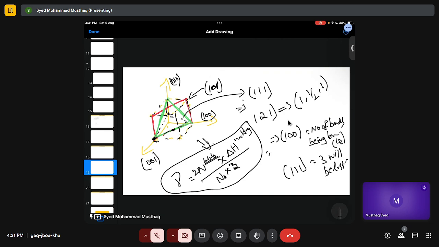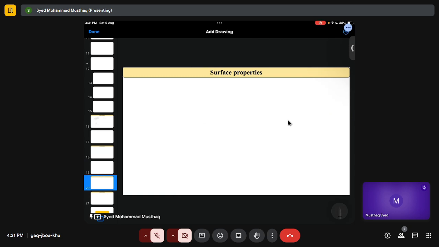Now we have seen surface energy. Now let's move on to the particles, the nanoparticles. So again, nanoparticles have high surface energy, right? We have seen it, we have even derived it.